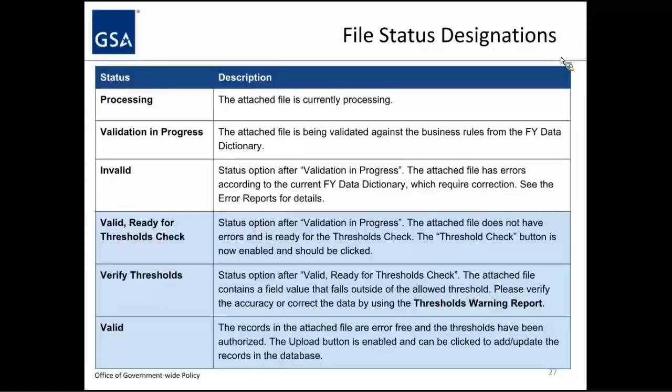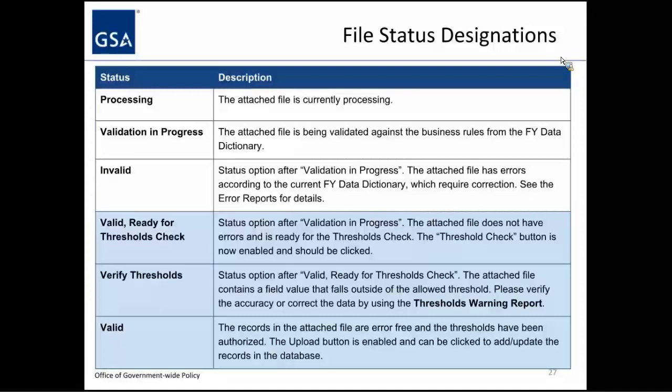Next is Valid, Ready for Threshold Check. This is a new feature, so this status means that the file will be reviewed more thoroughly, and we're going to go through this process a little more in the presentation. This is the option that will show up after you've resolved all of the errors with the business rules. Basically this means I put my file in, it's ready to go, I've met all the business rules, and now I can move on to the next step. That next step is Verify Thresholds. This means that the attached file contains a field value that falls outside of the allowed threshold. You're going to need to verify the accuracy, or if you need to correct the data, you can use that Verify Thresholds error report.